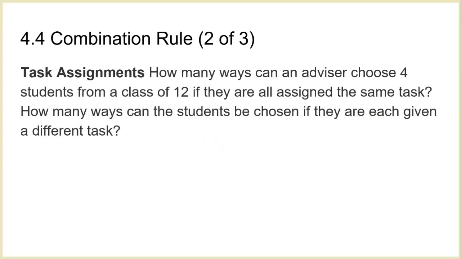So we have to consider same task versus different task, which one's a permutation, which one's a combination. First we think about the value of r, so we're choosing 4, so r is 4, and then the value of n is 12. The same task would indicate that we don't care how we pick the students. They're all doing the same thing. So it doesn't matter if I'm picked first or someone else is picked first, we're all doing the same thing. So that would be a combination, so nCr.